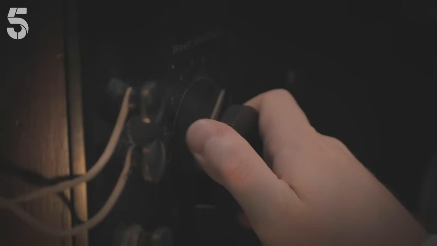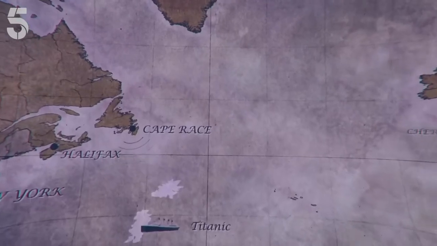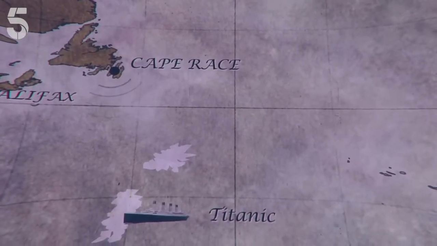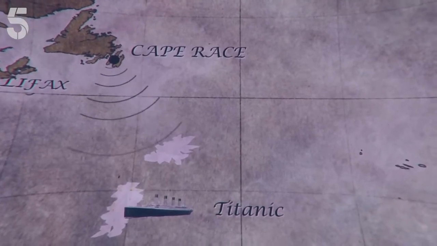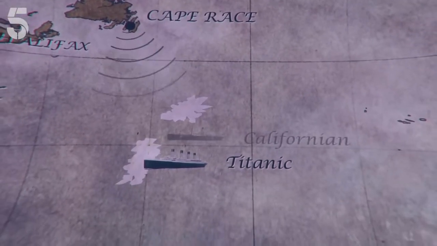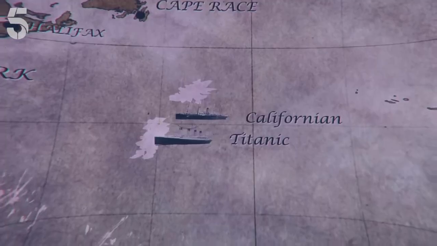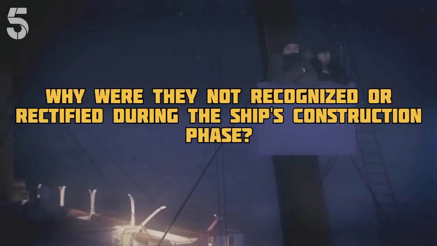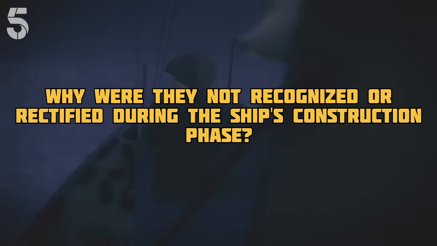4. Inadequate lifeboat capacity. The Titanic was built to accommodate a large number of passengers and crew, but the number of lifeboats on board was significantly less than what was needed to evacuate everyone safely. This flaw was due to the belief that the ship was unsinkable, and that lifeboats were primarily intended for ferrying passengers to nearby rescue vessels. These design flaws and construction weaknesses were not adequately recognized or rectified during the ship's construction phase for several reasons.